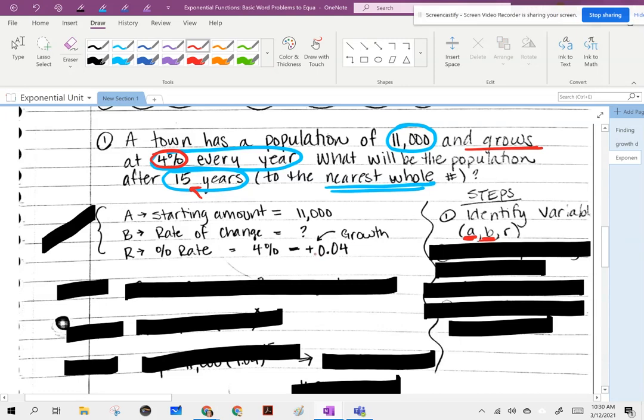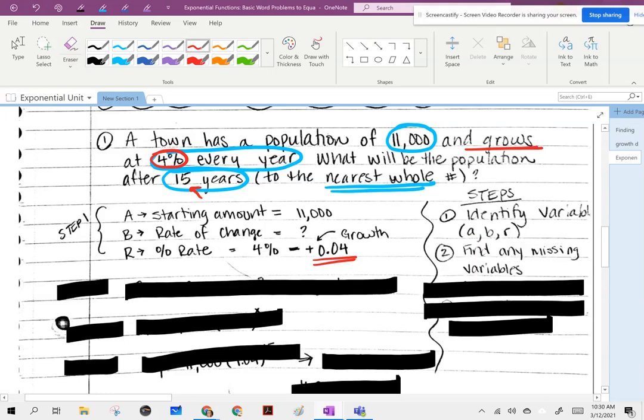All right. It grows at 4% every year, so that means it's a positive 0.04. Remember, we always have to have it in decimal form. So this is representative of step one. Okay, so hopefully you were able to identify the A, the B, and the R. Let's see what step two is. Step two says find any missing variables.